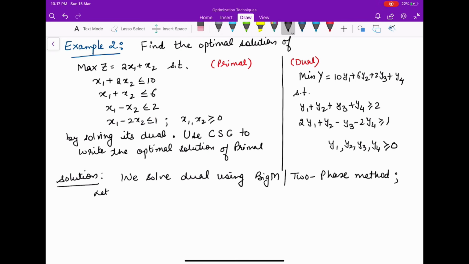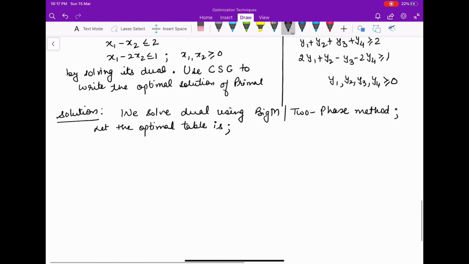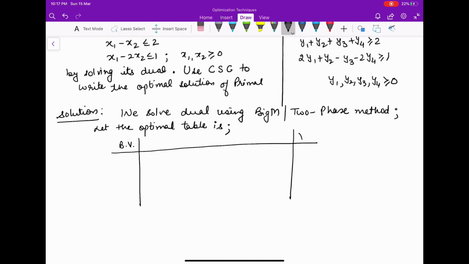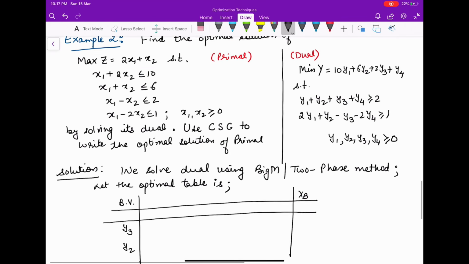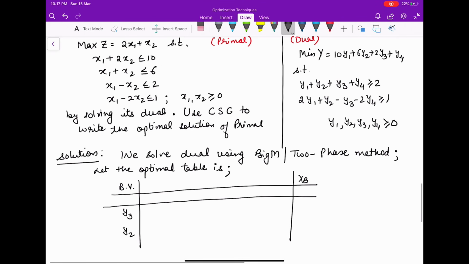And let the optimal table be, so once you apply this method you can find the optimal table. In the basis we get y3 and y2, and here because we are solving the dual problem I am writing capital Y.